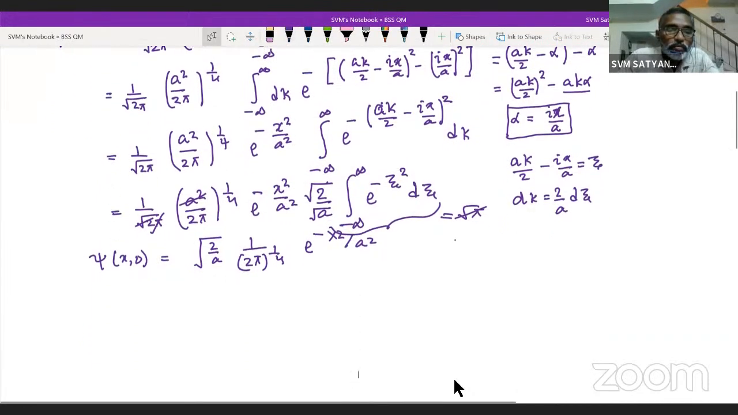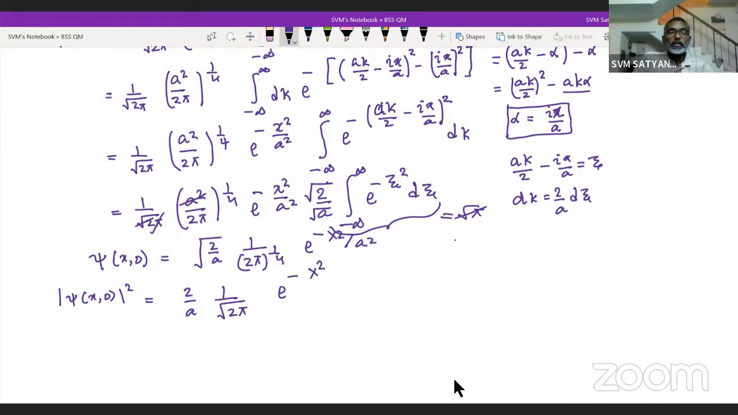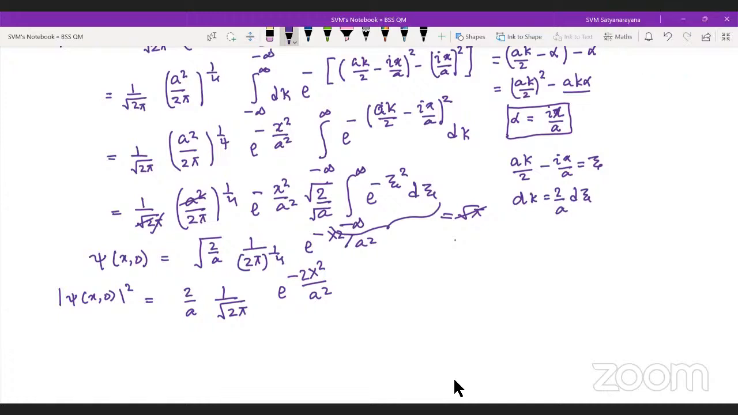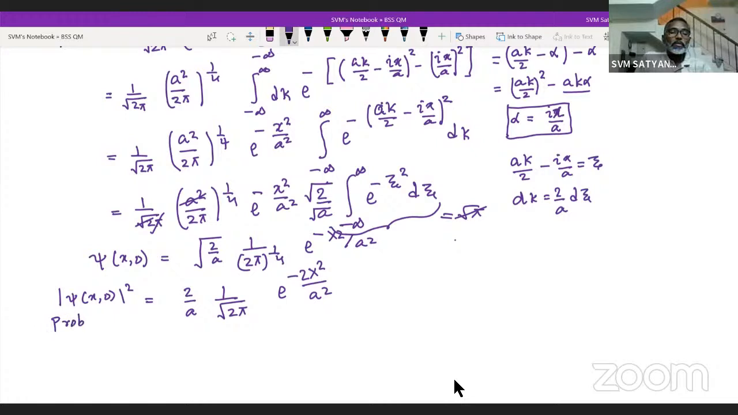But let us also try to find out the probability, that is modulus psi of x comma 0 the whole square, which is equal to 2 by a into 1 by root 2 pi into e to the minus 2x square by a square. Okay, so you mean probability density? Probability density, yes. PDF. Density function.